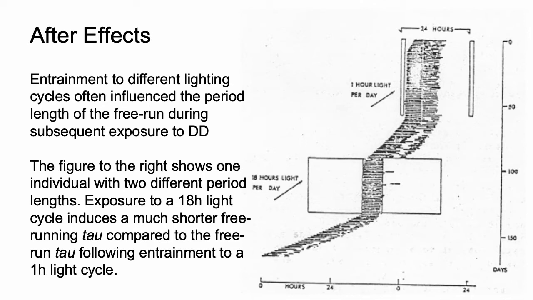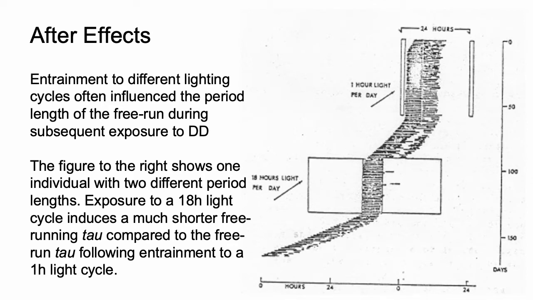And then after they're released into dark, they have a fairly short tau, free running. So it's really angled to the left pretty severely because it advances quite a bit every day. So it's less than 24 hours. It's shorter than 24 hours. And also, as we'll see, there's some alpha compression as well.